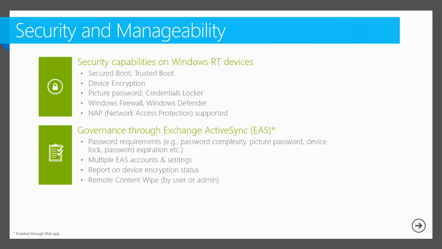We support something called device encryption, which is basically the same BitLocker technology that we have on Windows 7 and Windows 8, but minus some of the more advanced capabilities, like being able to manage it with MBAM, being able to add multiple protectors. We don't have that support in Windows RT. The only thing we have is the TPM protector.